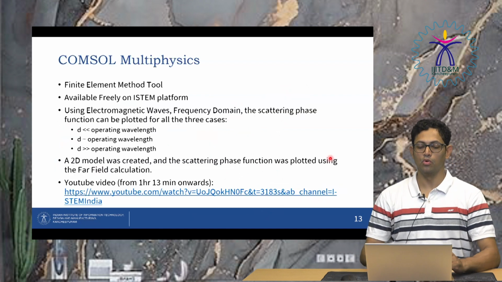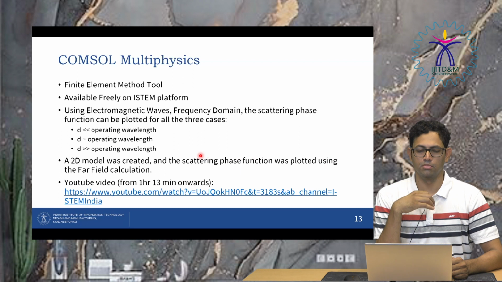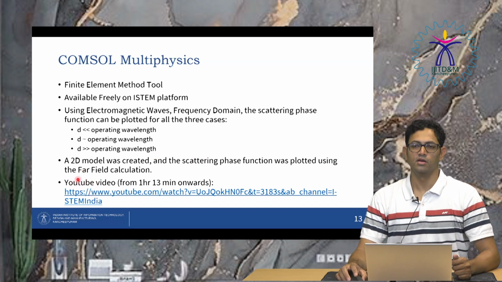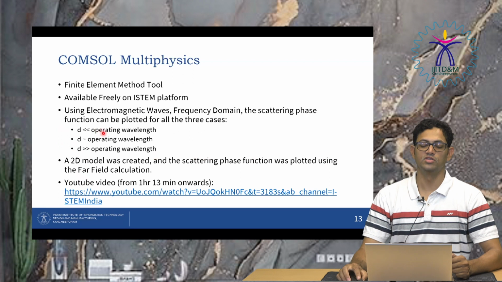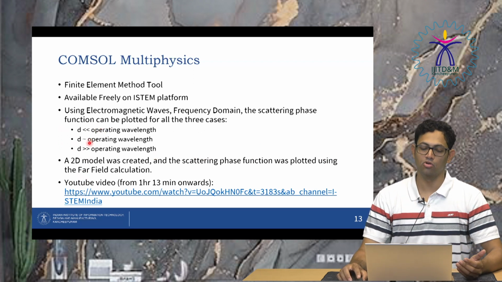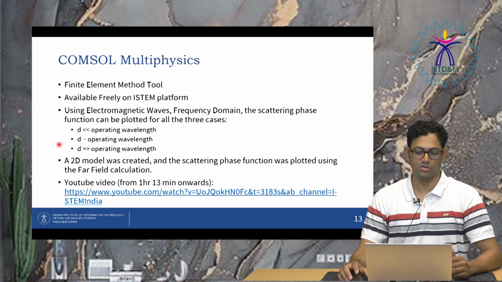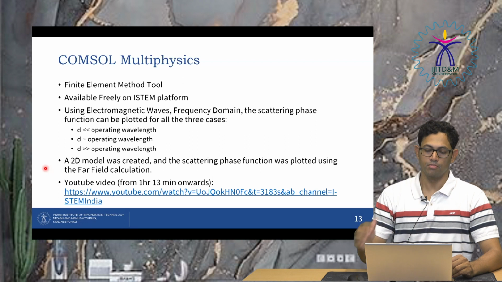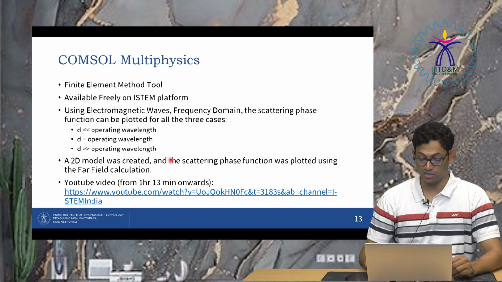If you want to learn more about Mie scattering, Rayleigh scattering, and how you can model these 2D models using COMSOL Multiphysics, you are encouraged to see the video over here. We have recorded one video where we covered the scattering physics, the scattering phase function, and how to plot it based upon the diameter of the particle, which is far less than the operating wavelength, approximately equal to the operating wavelength, or far more than the operating wavelength. You can build a model, do a numerical simulation using COMSOL Multiphysics, and see how the scattering phase functions are plotted, especially in the part of the video which starts from 1 hour 13 minutes onward.